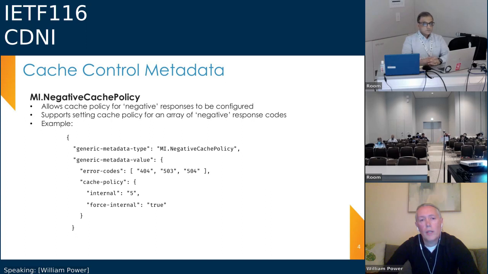So in addition to positive caching, we want to be able to deal with negative caching. As you can see here, the negative cache policy actually contains a cache policy subobject, just for consistency. And the negative cache policy allows the upstream to list out a set of error codes that the cache policy will then be applied to. So in the example here, we've listed out 404, 503, 504 as negative responses, and then the cache policy that would apply would be, in this toy example, internal cache policy of 5 seconds, and we want to force that setting. So overriding anything that may have come from an upstream origin.